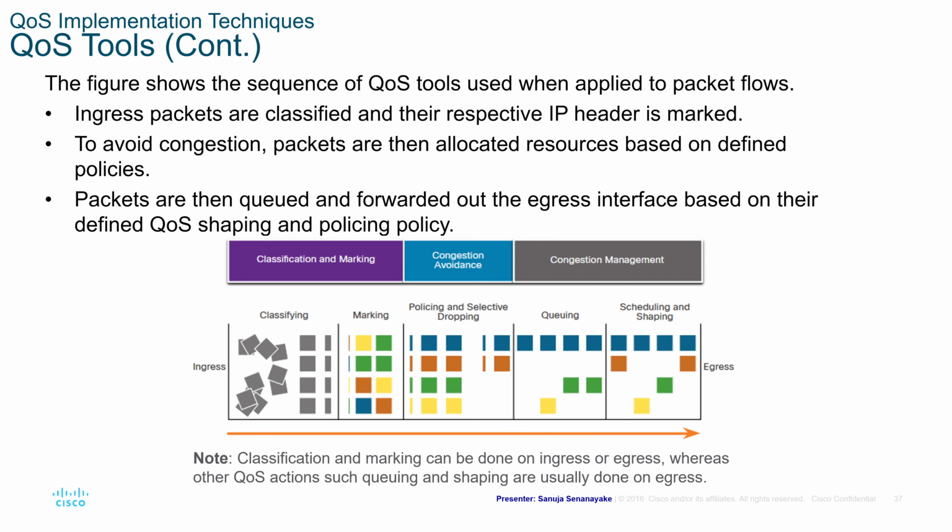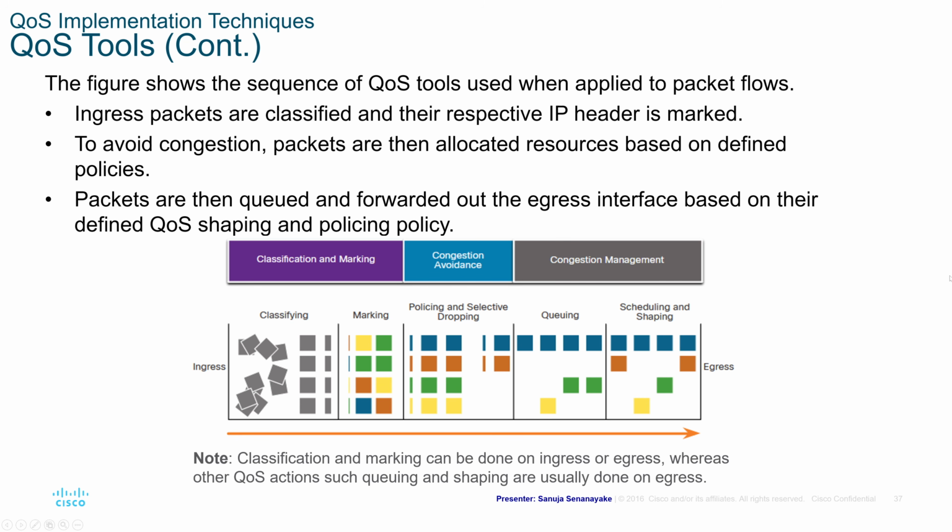The figure on the bottom of your screen shows the sequence of QoS tools used when applied to packet flows. Ingress packets are classified and their respective IP header is marked. To avoid congestion, packets are then allocated resources based on the defined policies. Packets are then queued and forwarded out the egress or exiting interface based on their defined QoS shaping and policy.